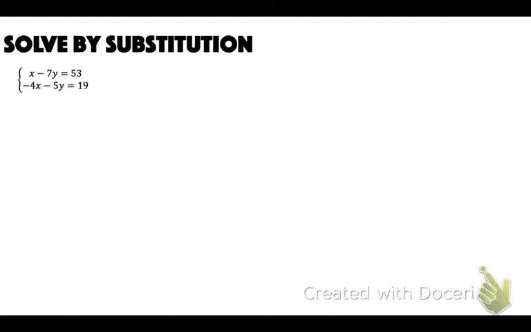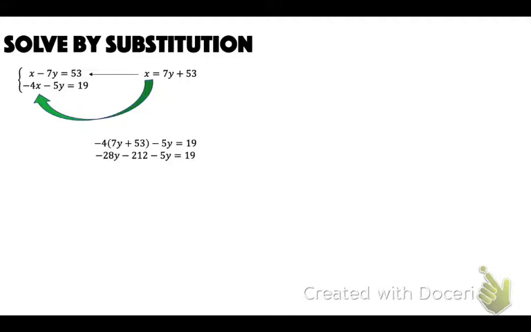This one, we're still going to solve using substitution. I would maybe use elimination, but that's okay. So I'm going to solve that top equation for x by adding the 7y over. Then I'm going to take that and plug it into the x on the bottom. That's going to be negative 4 times 7y plus 53 minus 5y equals negative 19, or equals positive 19, sorry. Then distribute that negative 4 in, so you get negative 28y minus 212 minus 5y equals 19.